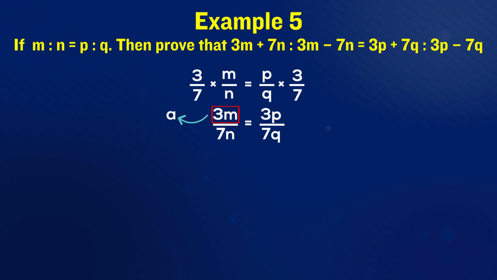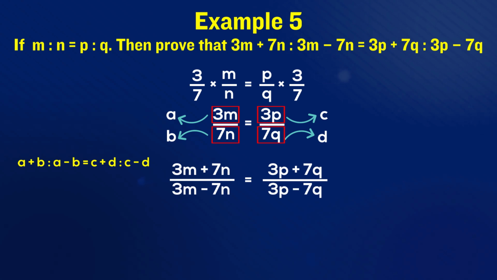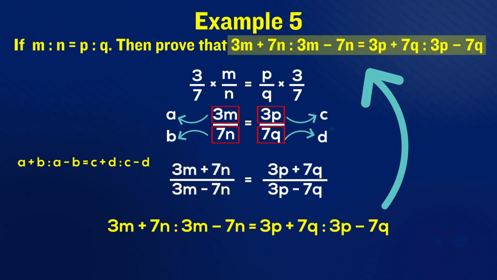Now, if this is a, b, c and d, then to apply the componendo-dividendo theorem, we first need a and b with a plus sign here and with a minus sign here. Since 3m is our a and 7n is our b, we will write them with a plus sign and then with a minus sign. The same is the case for c and d, which are 3p and 7q. So, write them with a plus and a minus like this. At last, change these fractions to ratios. And finally, you have gotten the equation that you wanted to prove.